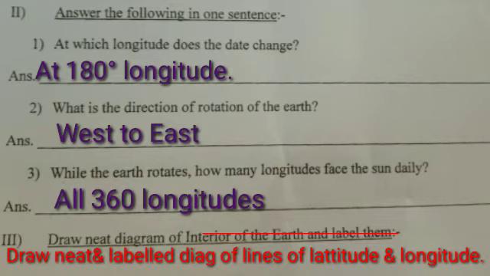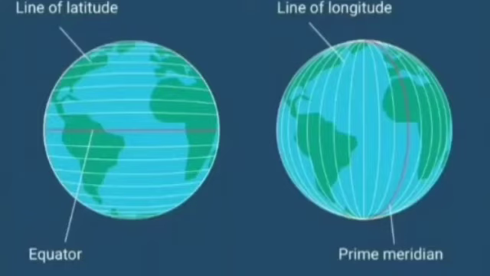Question number 3 is, draw a neat and labeled diagram of lines of latitude and longitude. Students, you have to draw this diagram on the back side of the worksheet. Plain space is given to you for this diagram. Let's complete this worksheet and complete your notebook also. I will check your notebook very soon.